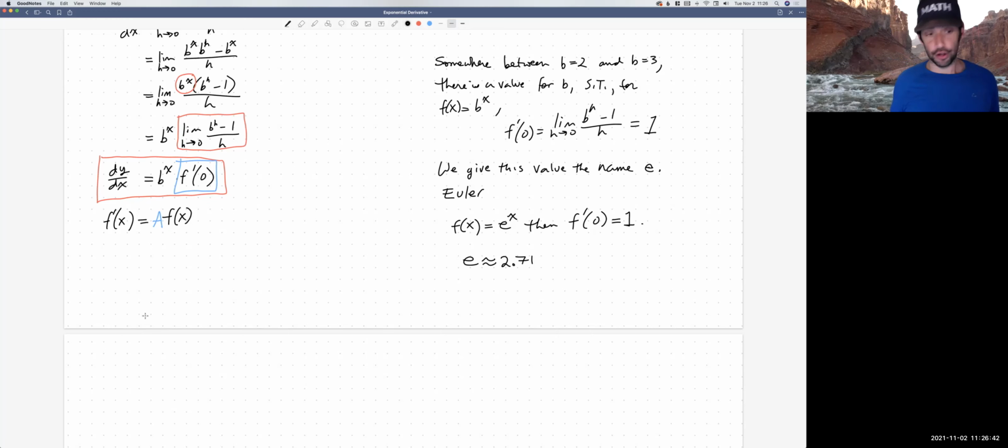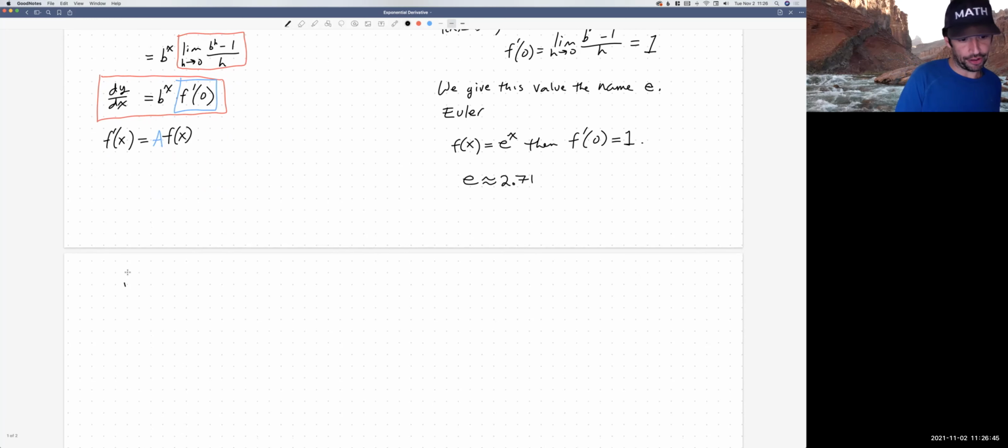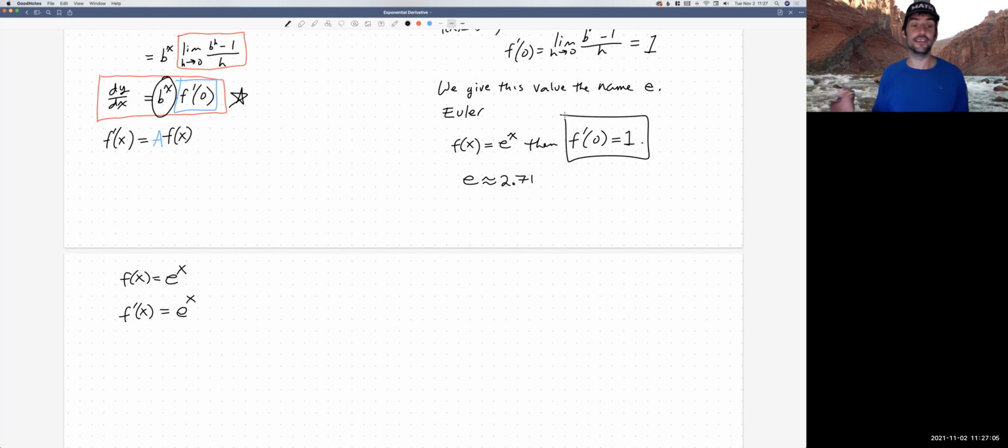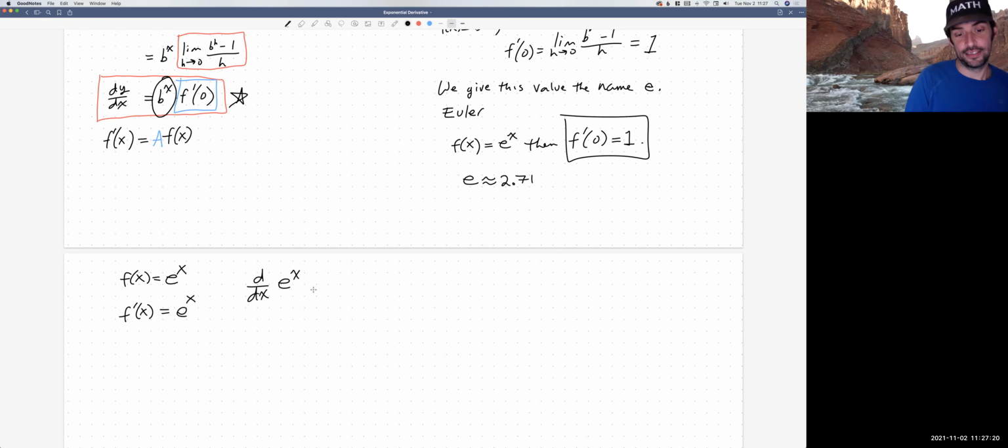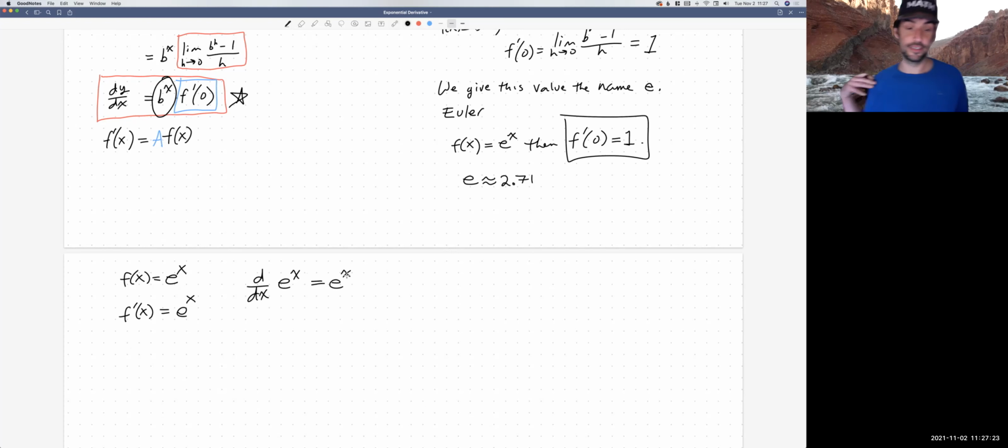We can take it further, though, with the work we did up here. So remember, if f of x is any exponential, but in particular this one, we discovered up here that the derivative is equal to that exponential itself times its derivative at 0. But we just said the derivative at 0 for e to the x is 1. That means its derivative is only itself, okay? Let me say that one more time and write it in a different way. The derivative of e to the x is e to the x, right?